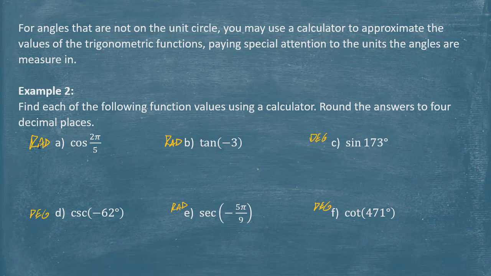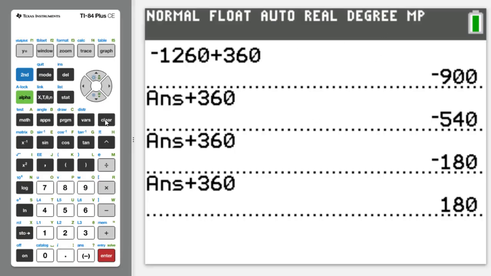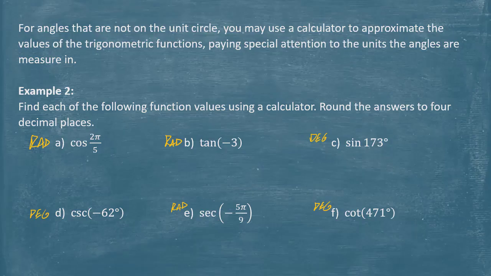So basically the easiest way to tell what mode you should be in is if you see a degree sign, make sure it says degree at the top of your calculator screen. And if you don't, make sure it says radian at the top. So I'm going to go ahead and just pick a mode and answer the ones that are in there. So if I bring up the calculator, it looks like I'm in degree mode already.